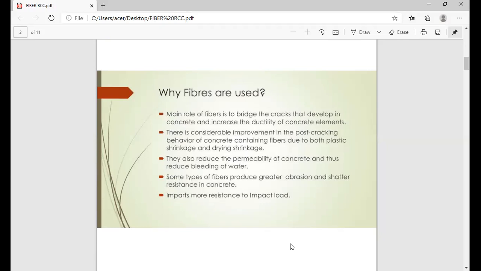Some types of fibers produce greater vibration and shatter resistance in concrete. Fibers also impart more resistance to impact load. So these are the benefits of using fibers.